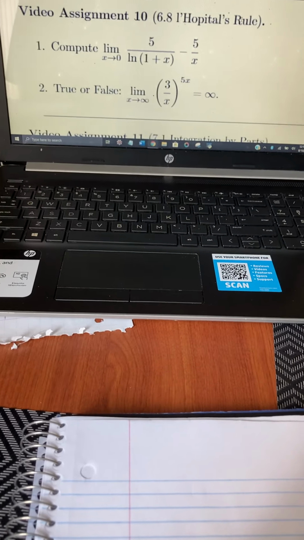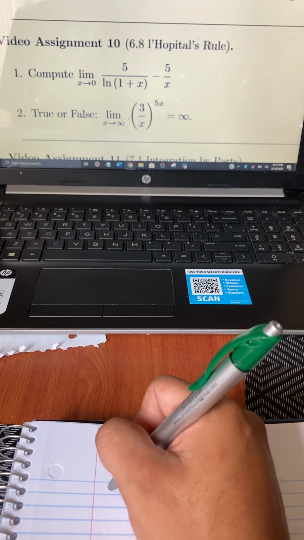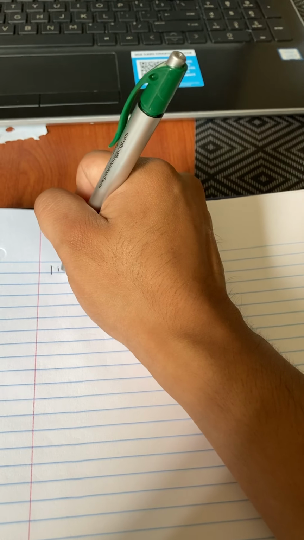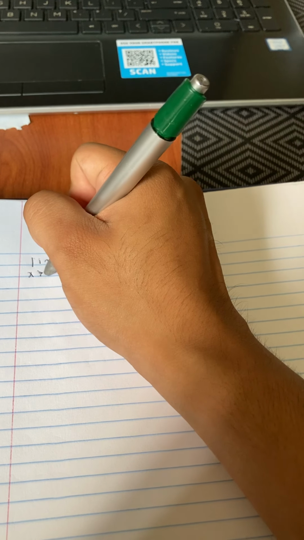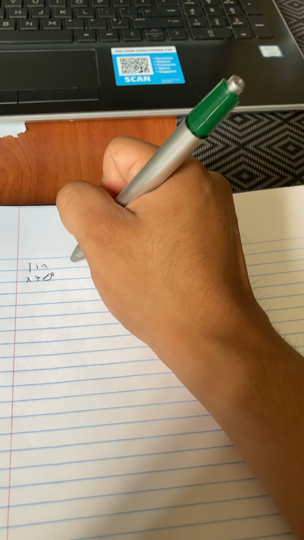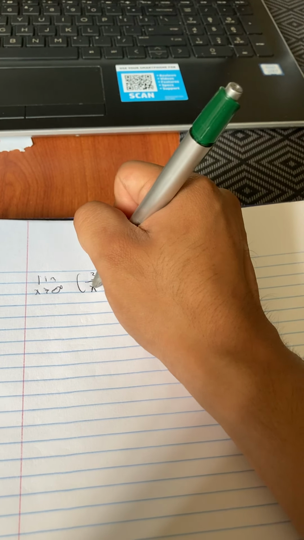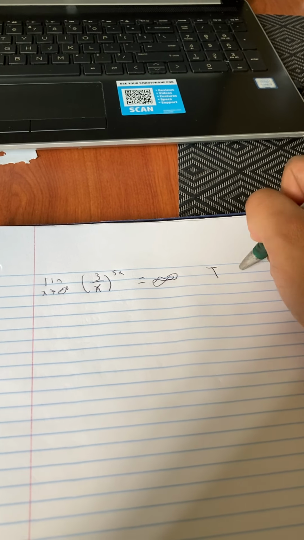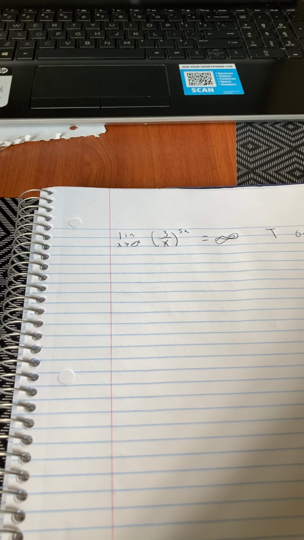True or false? Is this true or false? So let's try it out. Is the limit as x goes to infinity of 3 over x to the 5x equal to infinity, true or false?